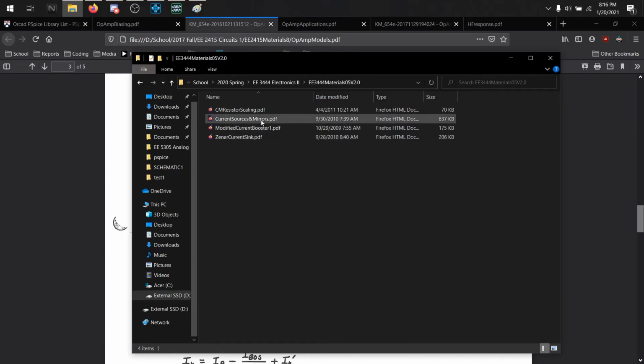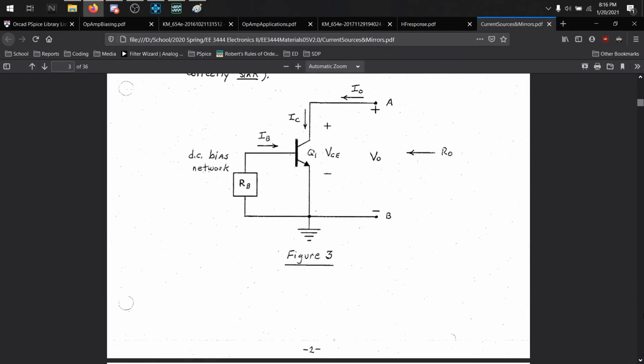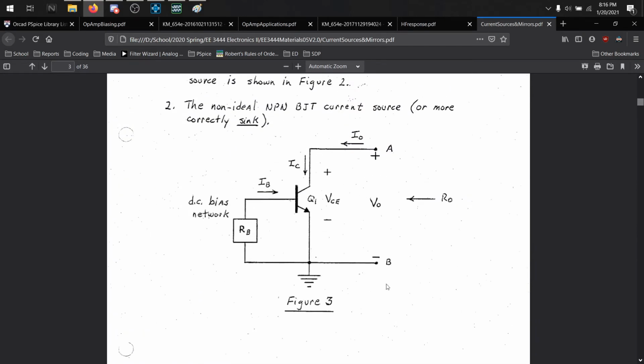When did we go over that? Current source, Amirs. Yeah. This is a current source. That's all it is. Of course, it's a very simplified and not a real world thing, but you bias a transistor and then you make it pull down a current, and that is your current source.